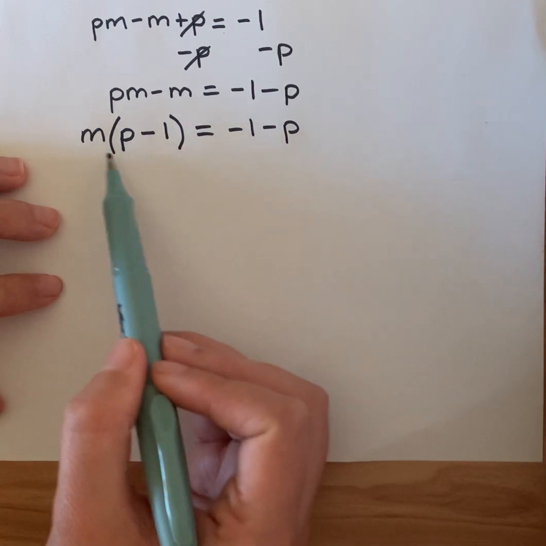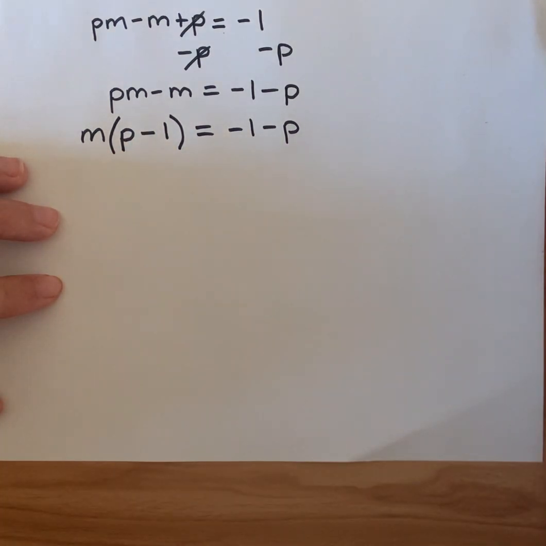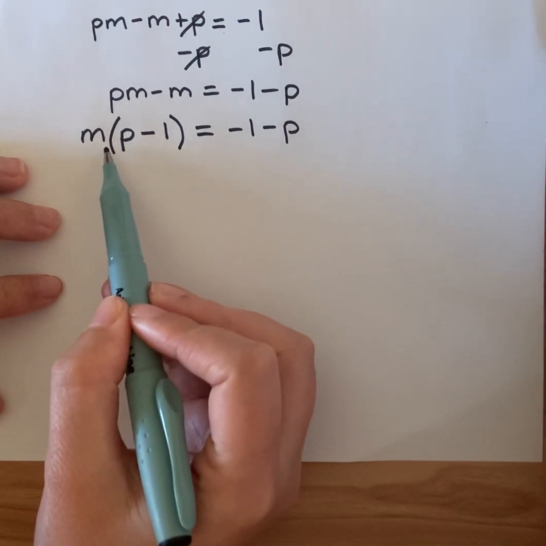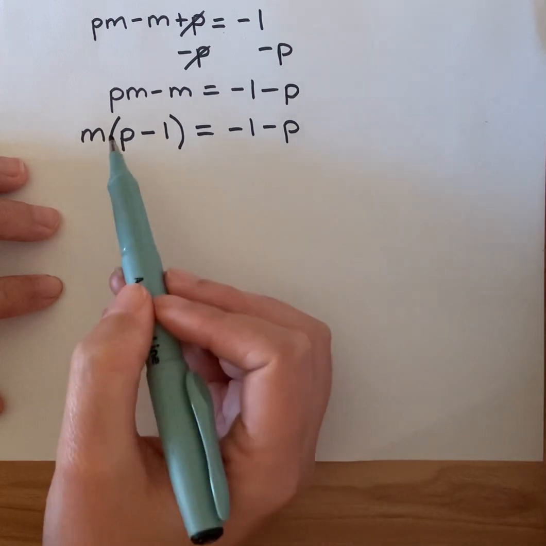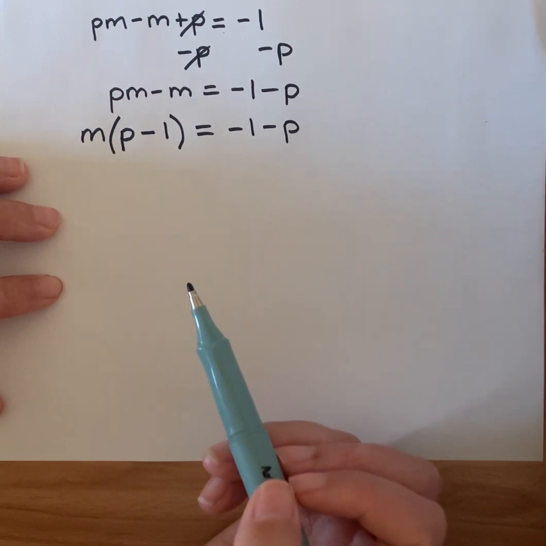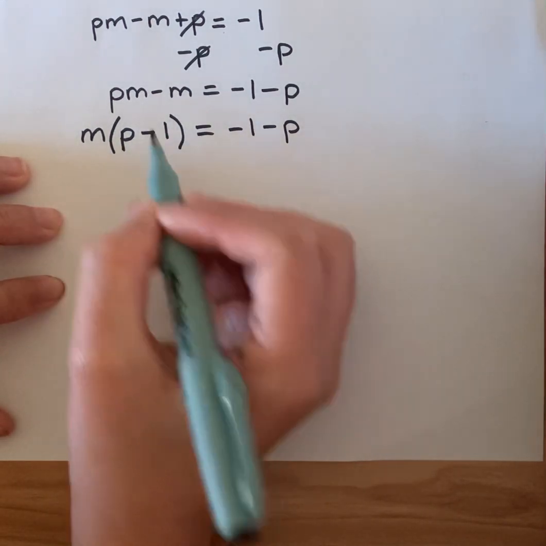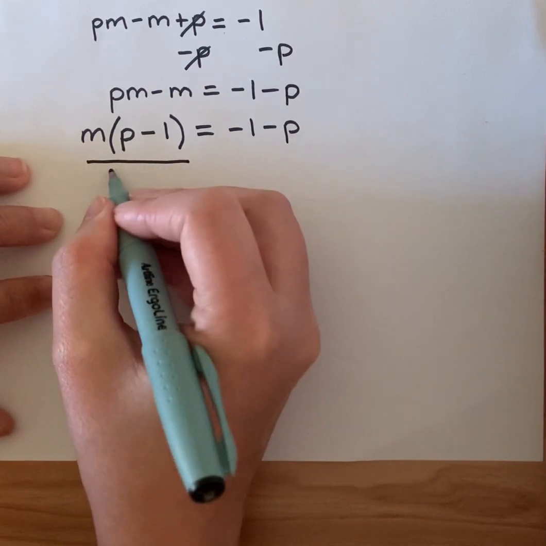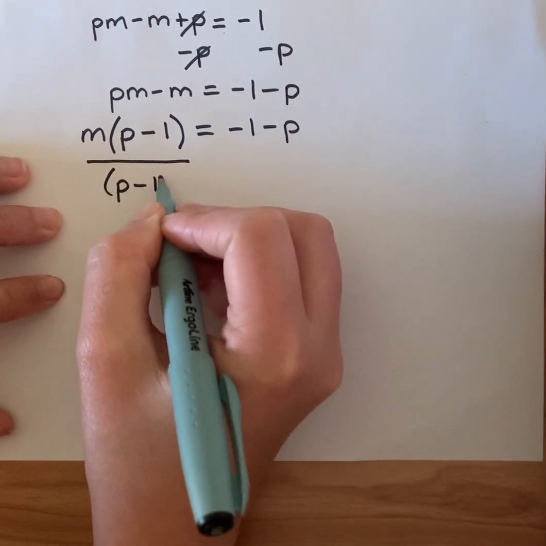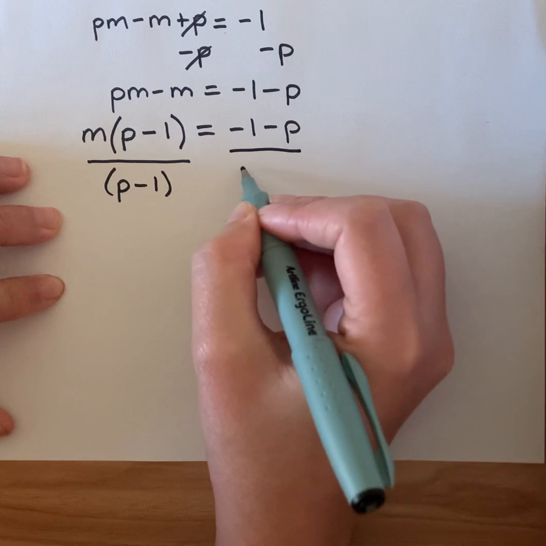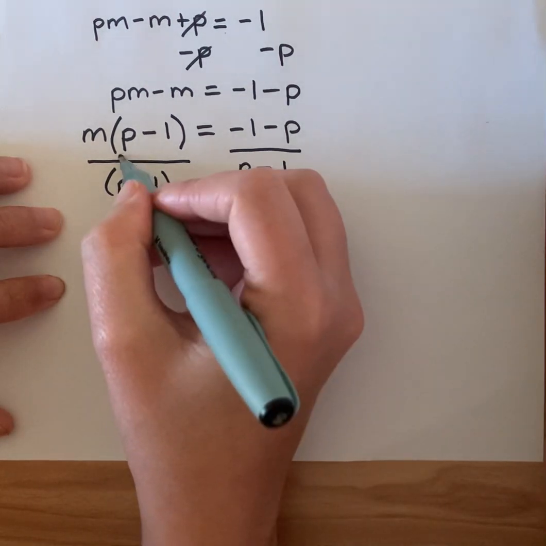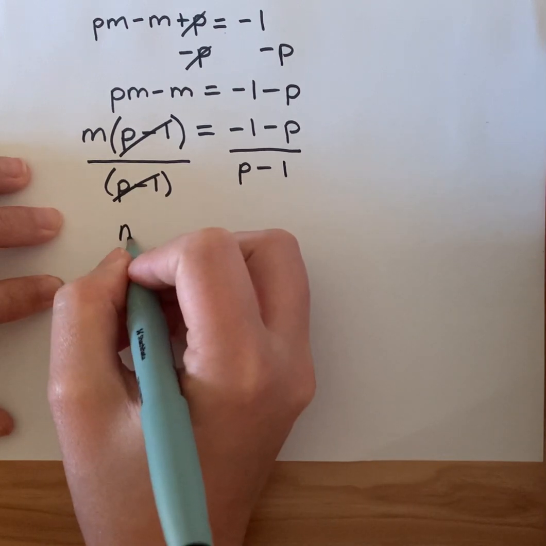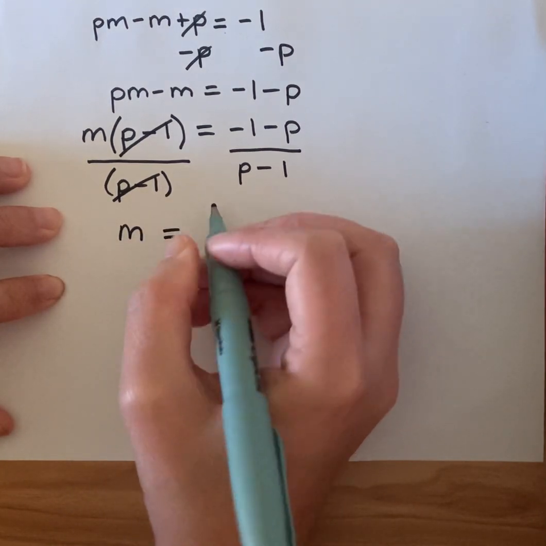How are we going to get rid of this term next to m? Well, at the moment, it's just m multiplied by this term here. So what's the inverse of multiplication? Division. So if we want to get rid of this term here, all we need to do is divide by this term. And we need to do the same thing to both sides. So these cancel out. And finally, we're left with m. Yay, we made m the subject.